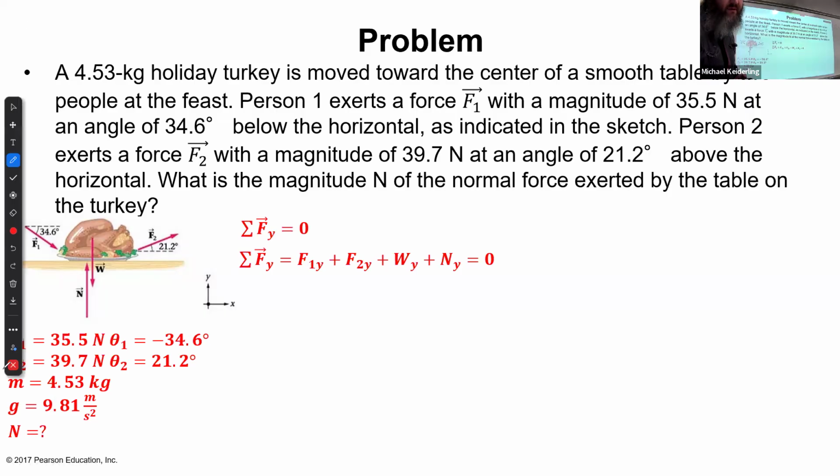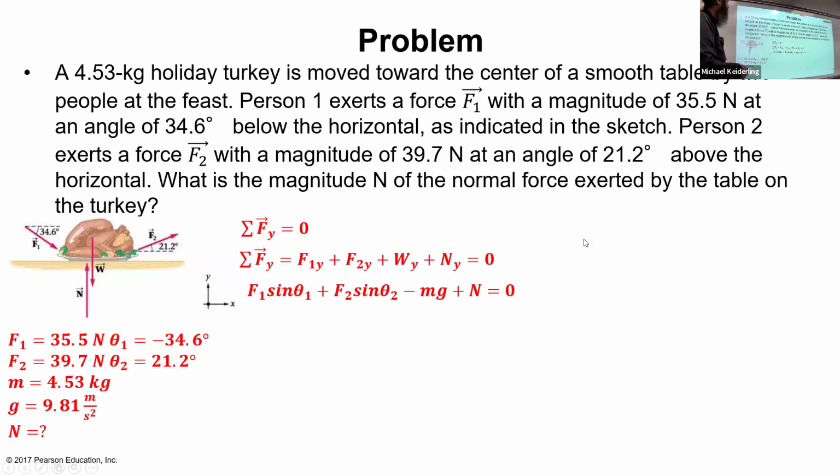Can I make this? No, just shrink it down. Plus weight in the y direction plus normal force in the y direction, that all equals 0. So if we write these out, force 1y is force 1 times sine theta 1. Force 2y is force 2 times sine of theta 2. The weight in the y direction is going to be negative mg because it's pointing directly down. The normal force in the y direction is just going to be positive normal force.